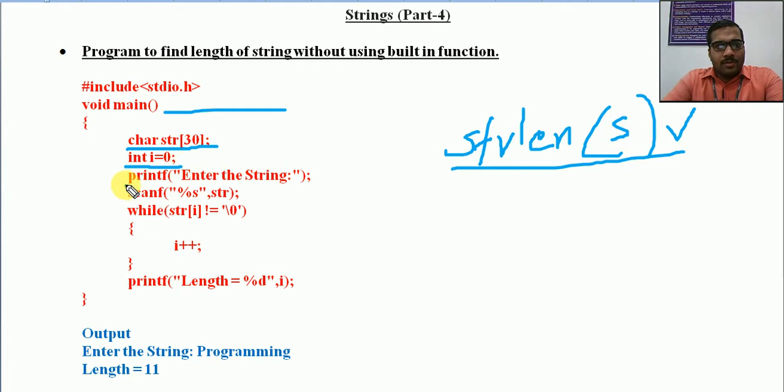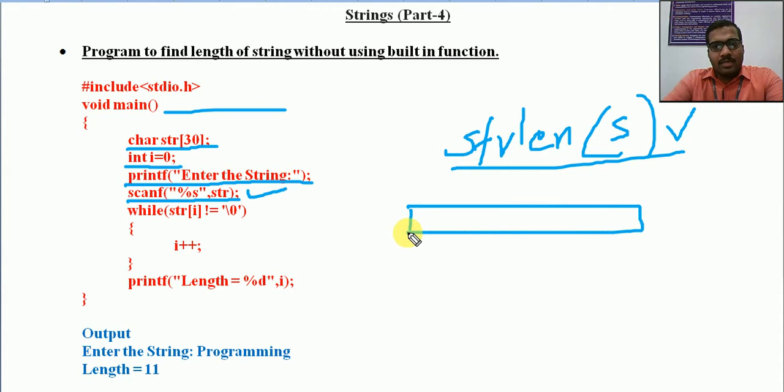Now enter the string with scanf and %s. Already you will know how to scan a string. We don't need to use an ampersand while reading a string with scanf. Also, %s will read a string until it reaches a white space or the newline character, so it will read a single string.